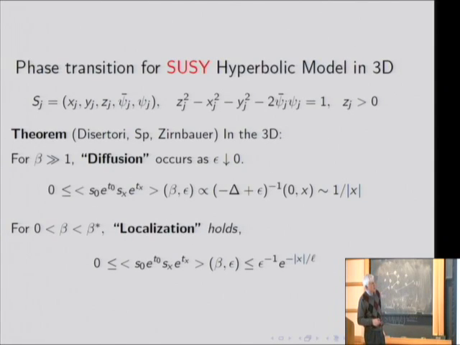And now here's the supersymmetric hyperbolic model. It has a constraint which is like being on the hyperboloid, but it also has anti-commuting variables. And these are the Grassmann variables that we need. And here we can prove the existence of a transition. We can prove that there's this diffusion, which behaves like this random walk does. And we can also get, for beta small, the localization, which means that the walk is basically trapped and is not able to move throughout the system.